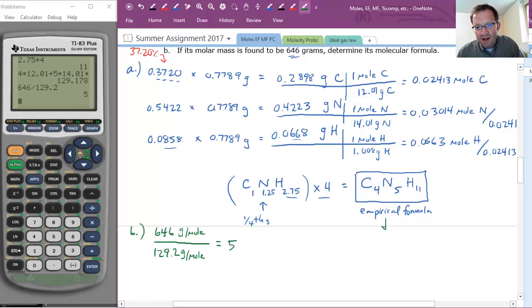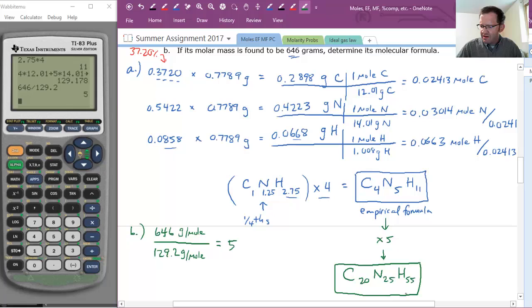So I'm going to take this whole thing times 5 to get to C20, that's pretty big, N25, H55. Boom. Okay. C20, N25, H55. And I'm pretty sure I know what the formula is on that. I'm pretty sure that's the molecular formula for a pretty well-known blood sugar medication called Metformin that kind of helps with controlling blood sugar and so forth. And anyways, I'm pretty sure that's where I got that from, if I think back right.